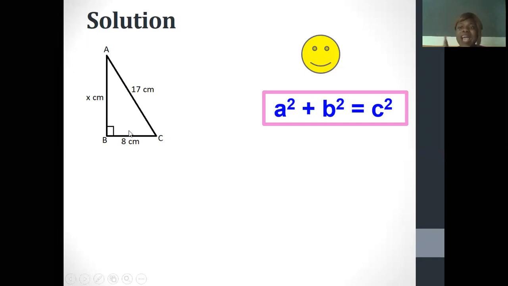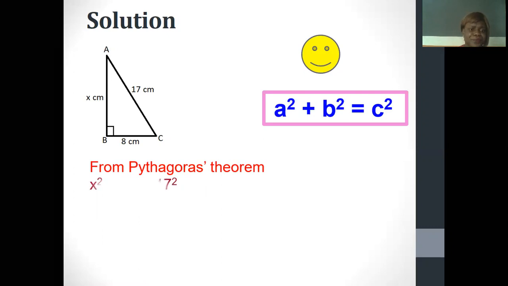So we are looking for x, meaning x is one of the other 2 sides, one of the adjacent sides. So our formula should look like this. From Pythagoras theorem, x squared plus 8 squared. So we are adding the adjacent sides now and equating it to the hypotenuse. Okay, so we have x squared plus 8 squared equals 17 squared.